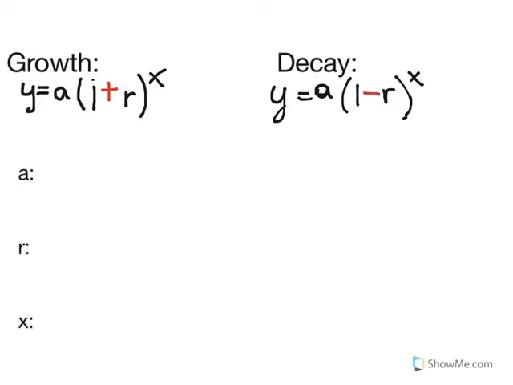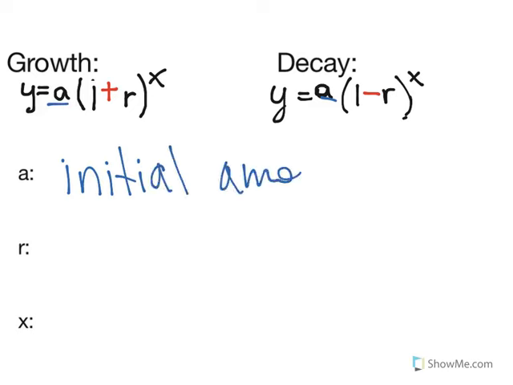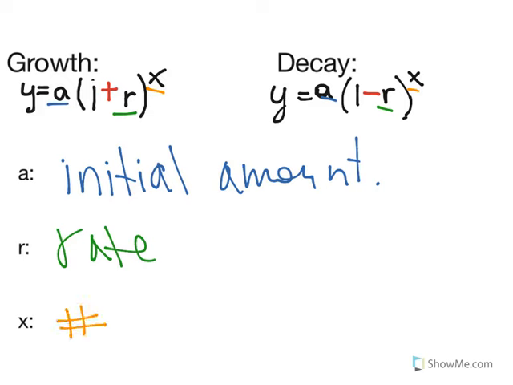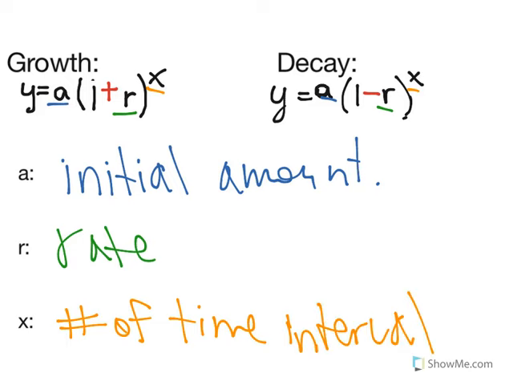There are many variables in the equations of exponential growth and decay. The a is the initial amount. The r is the rate, often as a percent divided by 100. The x is the number of time intervals that have passed.